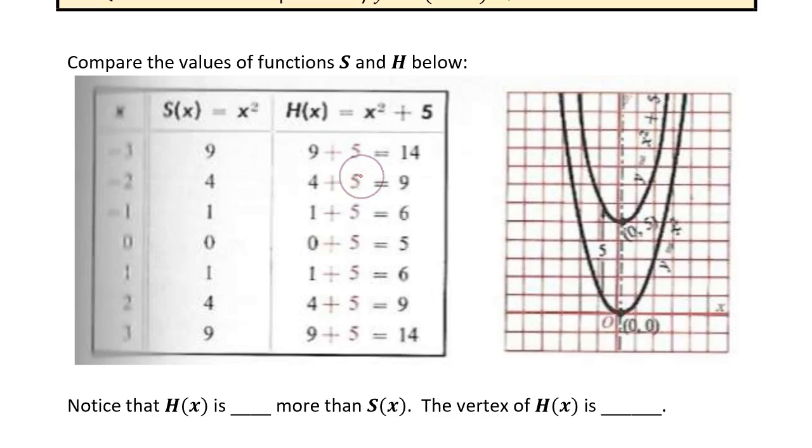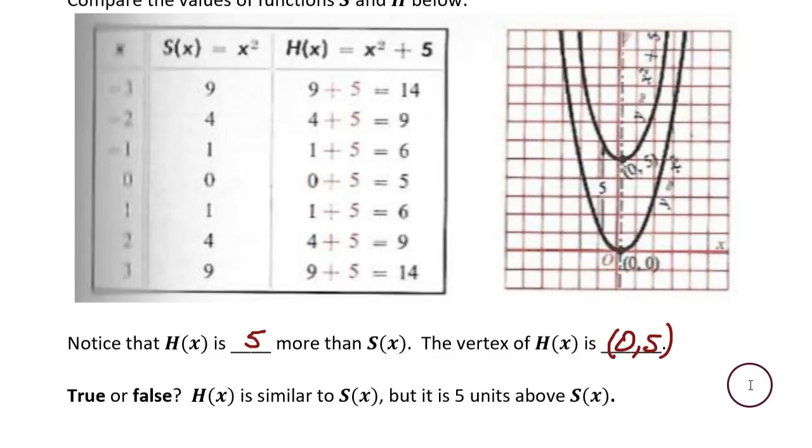When you look at the graph, the parabola that has a vertex at the origin is function s. The parabola that has a vertex 5 units above that is function h. Notice that h of x is 5 more than s of x, so you can fill 5 in on the blank. The vertex of function h is the point 0, positive 5. It is 5 units higher than 0, 0.